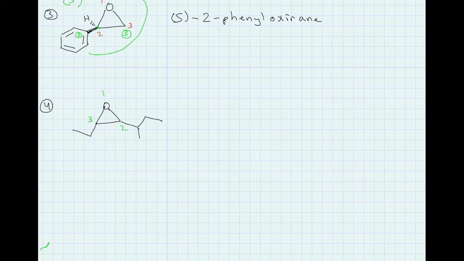So what are our 2 groups that we have? On this side we have a sec-butyl group, and on this side we have an ethyl group. As you probably know, B comes before E in the alphabet, so we're going to report that first. So it's going to be 2-sec-butyl, 3-ethyl oxirane. 2-sec-butyl, 3-ethyl oxirane.